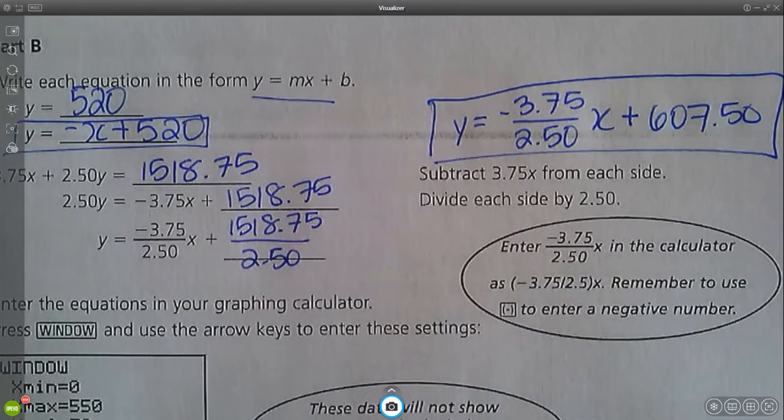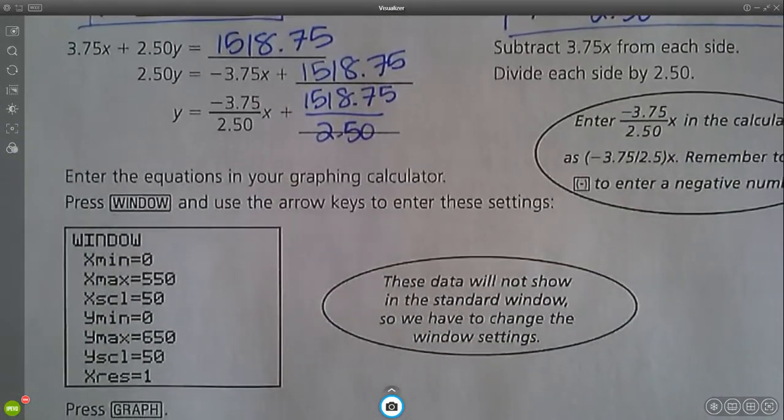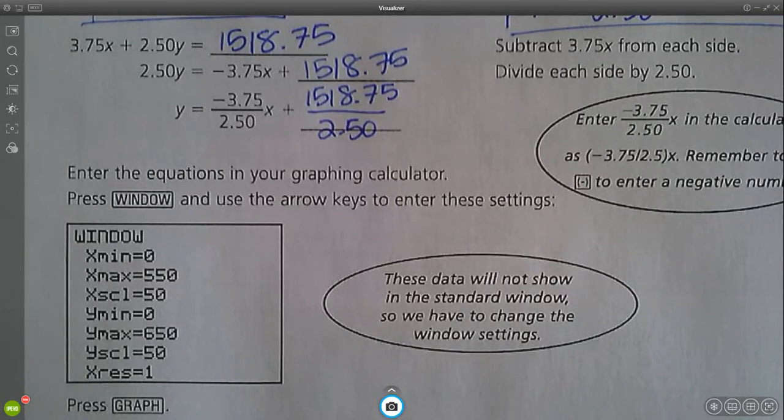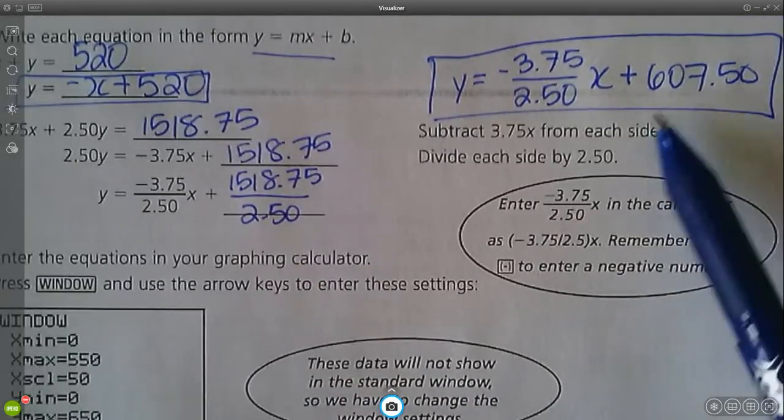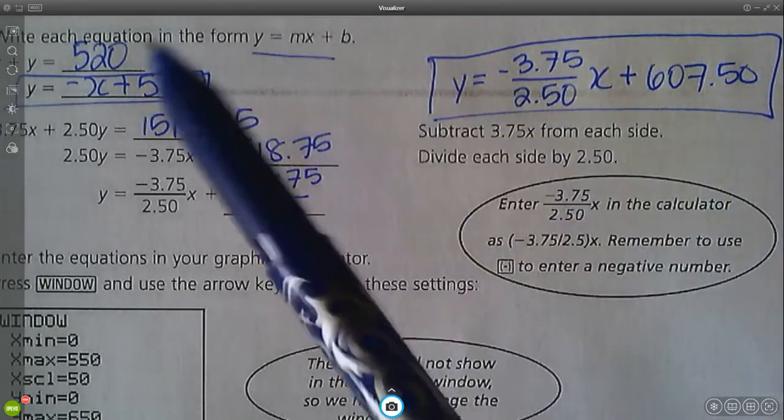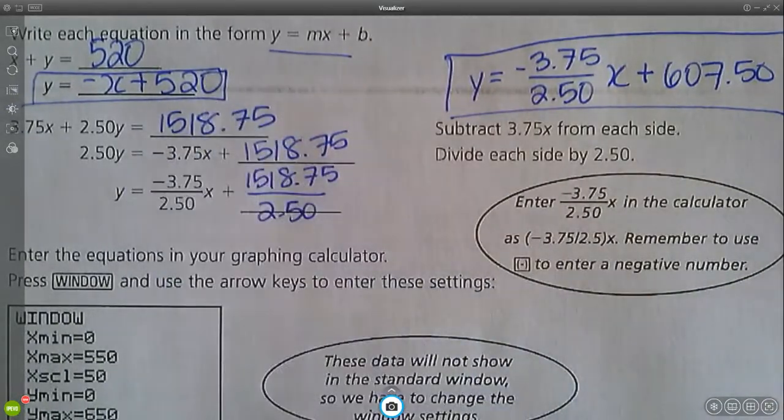So I'm going to show you now the next few set of instructions, but just a note here that you're going to enter the equations first into your graphing calculator, and then you're going to change the window settings, because if you notice by this that our y-intercept is going to be 607, and our y-intercept for this one's going to be 520. So we're going to need to change those window settings, and I'll show you how to do that on your calculator, because in the standard window settings, we would not be able to see these equations properly. Okay, so I'm going to show you exactly how you would punch them into your calculator and then what they are going to look like.